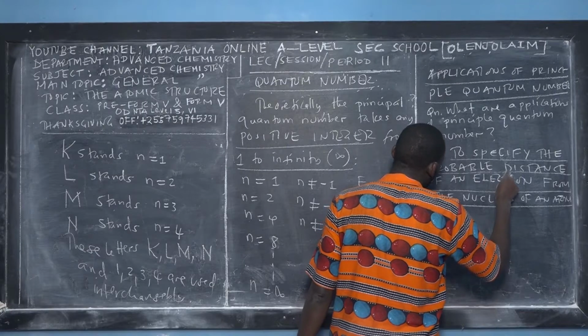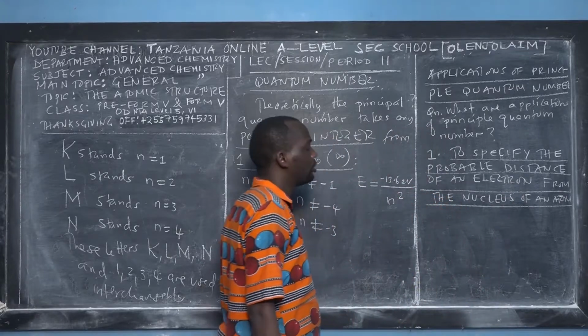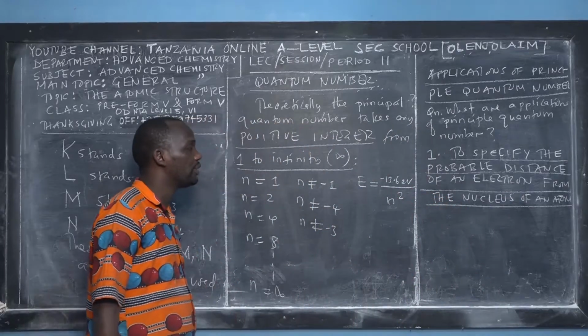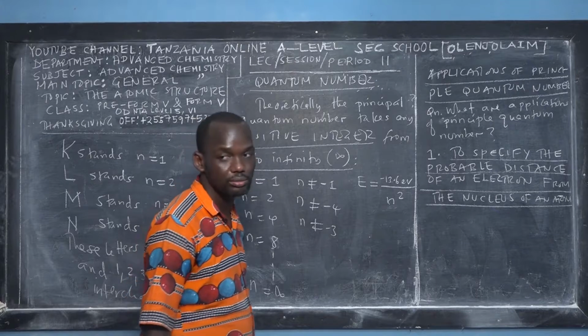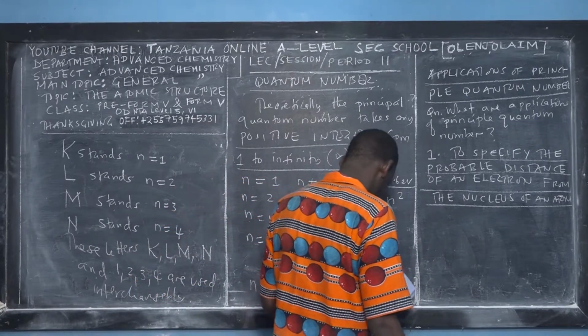of finding electrons somewhere else. So we can determine this probable distance of the electrons from the nucleus of an atom. Call it orbital distance.